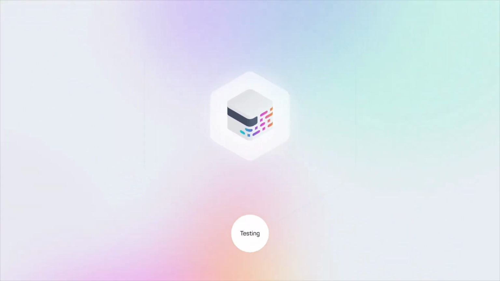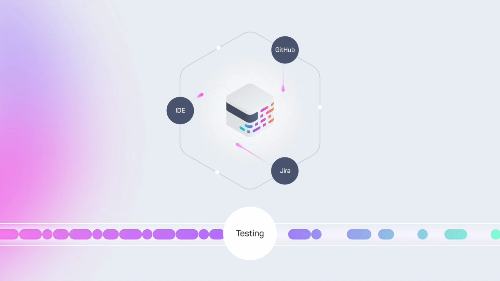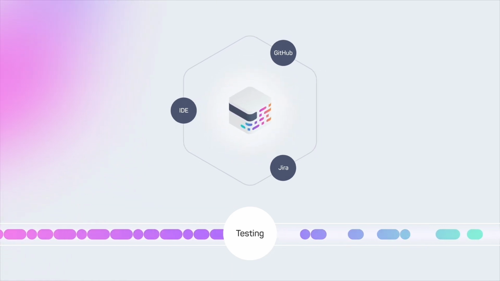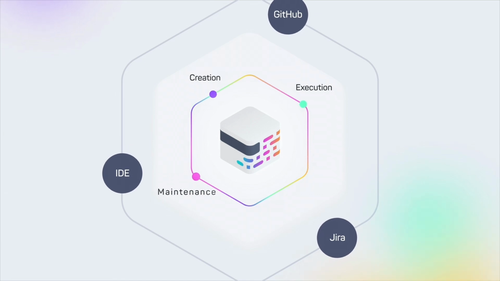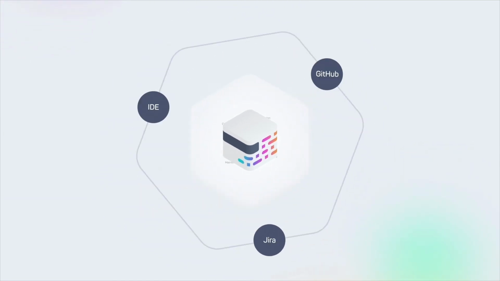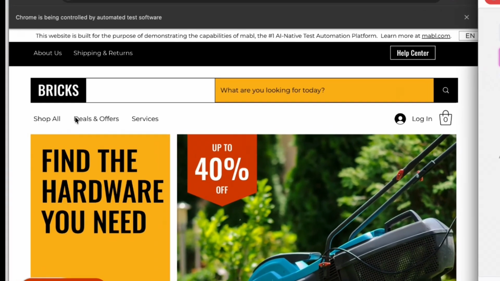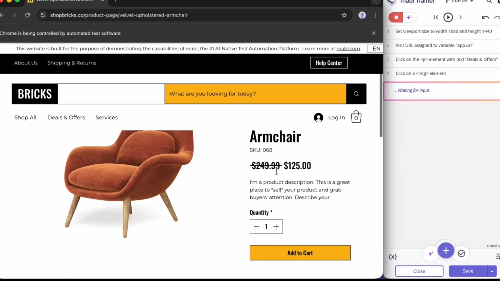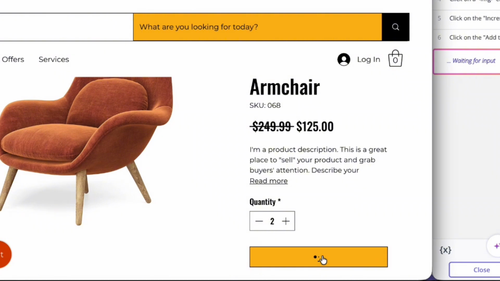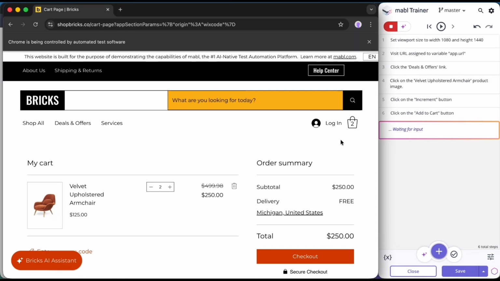Welcome to mabl, the Agentic testing platform built on AI since 2017. Today we're showing you how to keep up with AI coding agents like Claude Code. mabl creates tests from your inputs, runs them continuously, investigates every failure, and keeps your coverage working as your application changes. Let's start with how tests get created.